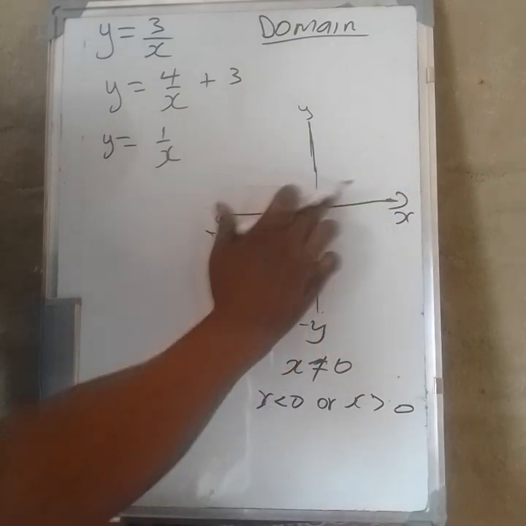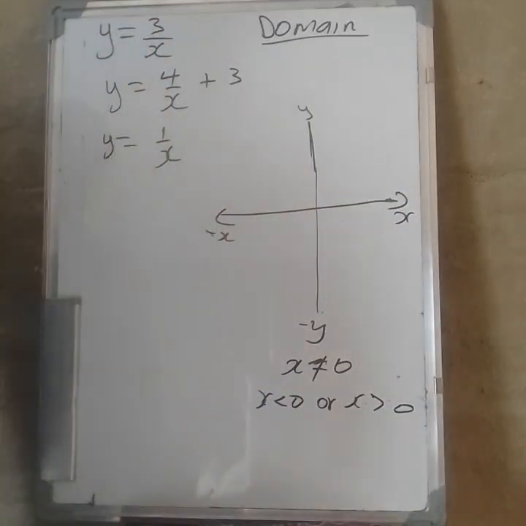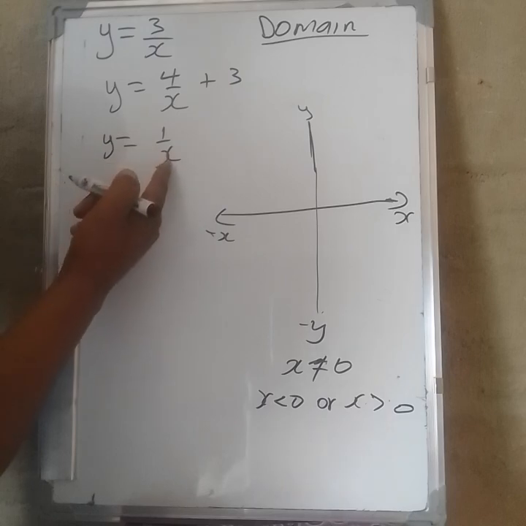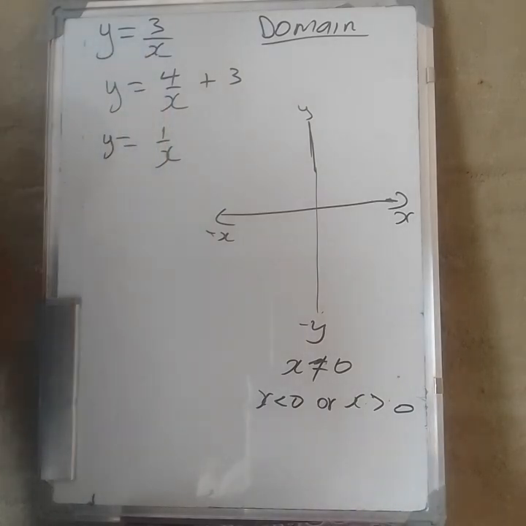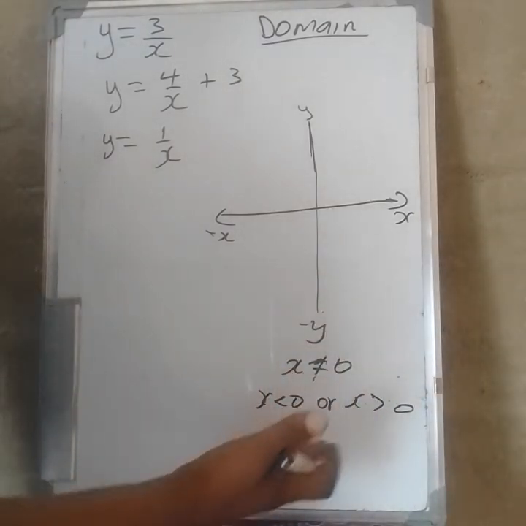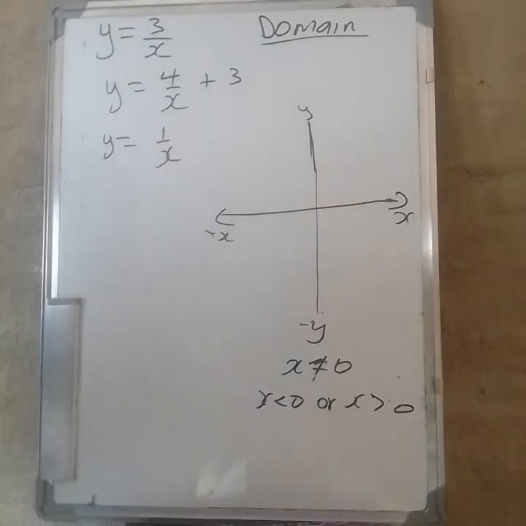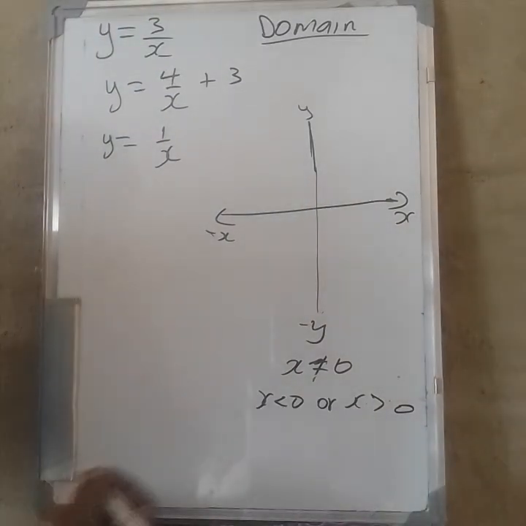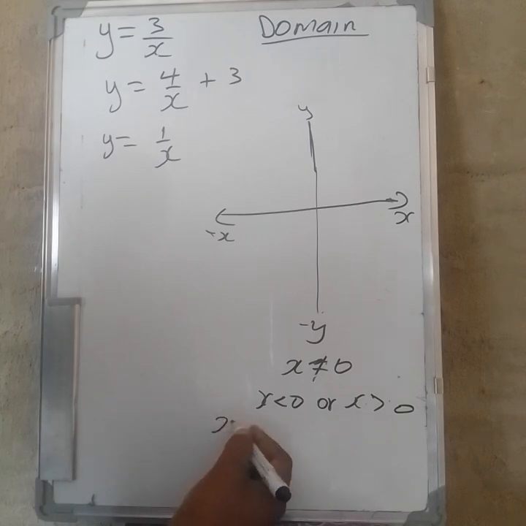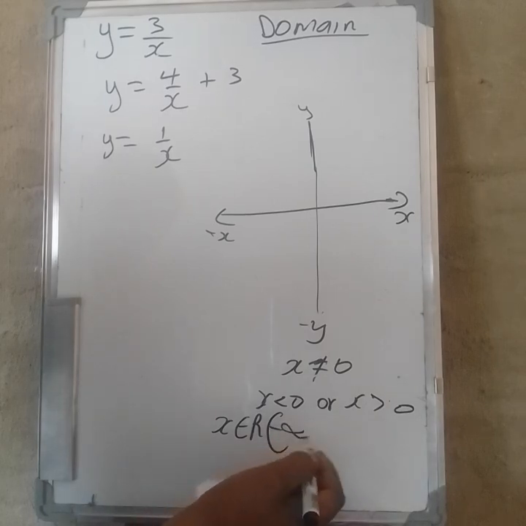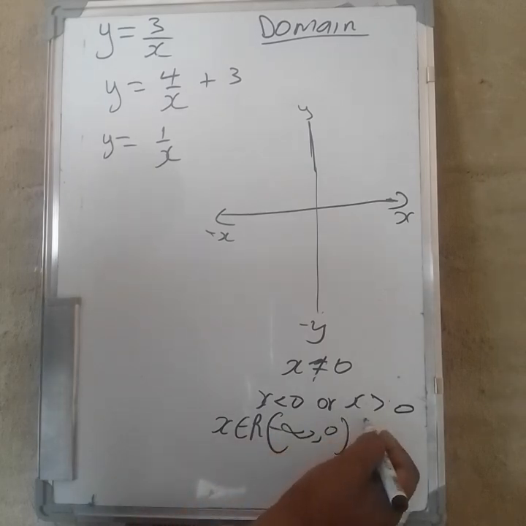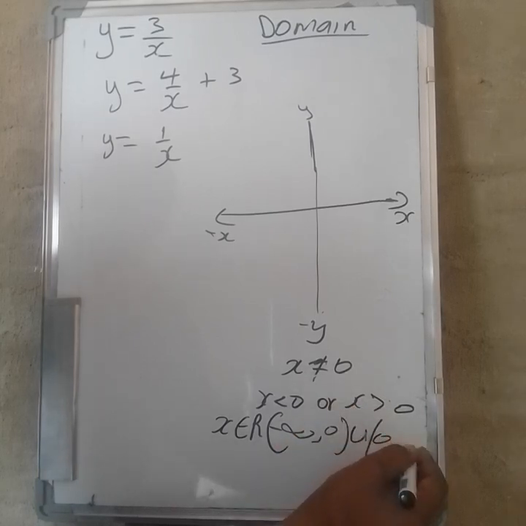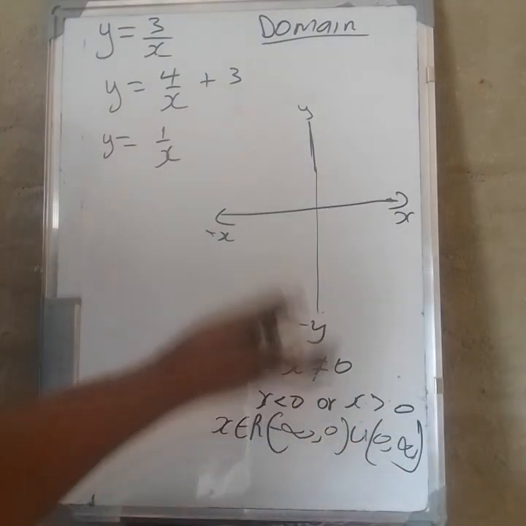Meaning the values of x that can satisfy this equation. Remember, the issue here is it can't be 0, it must not be 0. So your domain will be x is not equal to 0, or you can say x less than 0 or x greater than 0. You mean one and the same thing. Or another way of writing it, maybe you can say x can be a real number from negative infinity up to 0, union 0 up to infinity. This is one and the same thing.